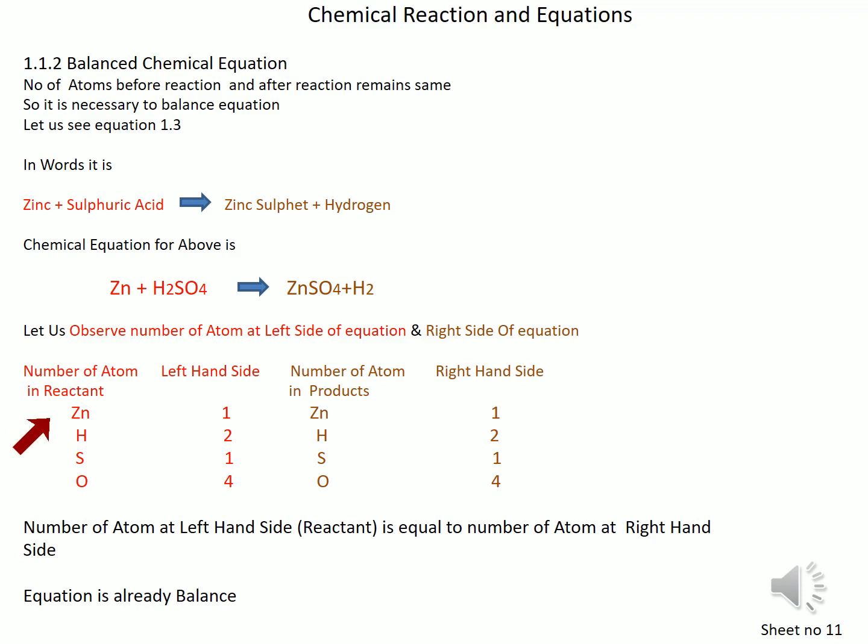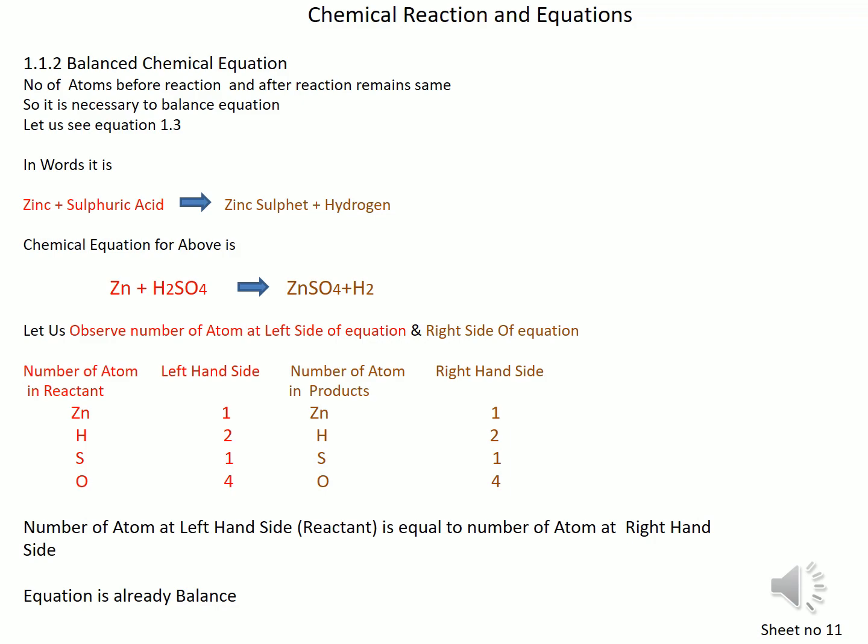Now we will see the number of atoms at the left side and right side. Let us see the red color, that is the left side. On the left side we have zinc, that is number of atoms is 1. H, hydrogen, that is 2. S, sulfur, that is 1, and O, oxygen, for 4. O4 means 4 atoms of oxygen.